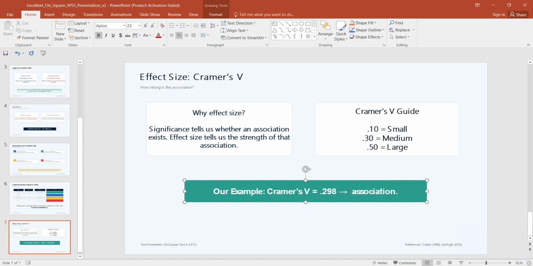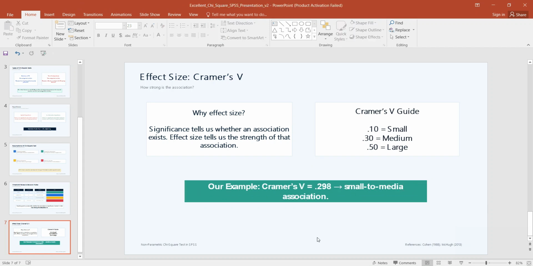So we will say that it is a small to medium association. So we conclude the findings: there is an association between gender and shopping method, and the strength of the association is told by the Cramer's V guide, because the association is a small to medium association between gender and shopping methods.